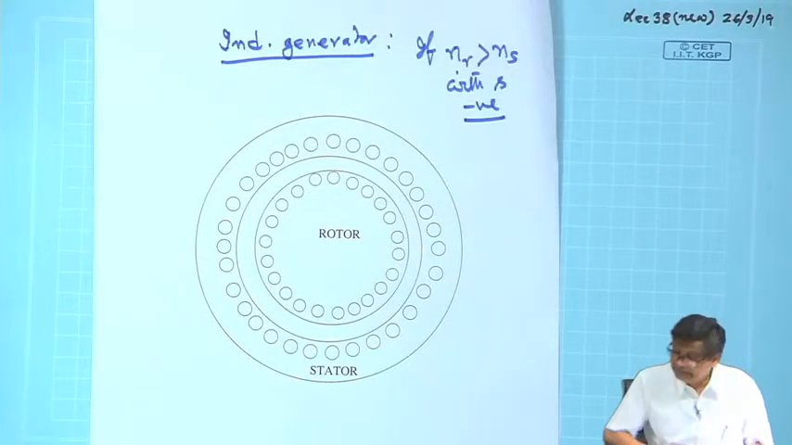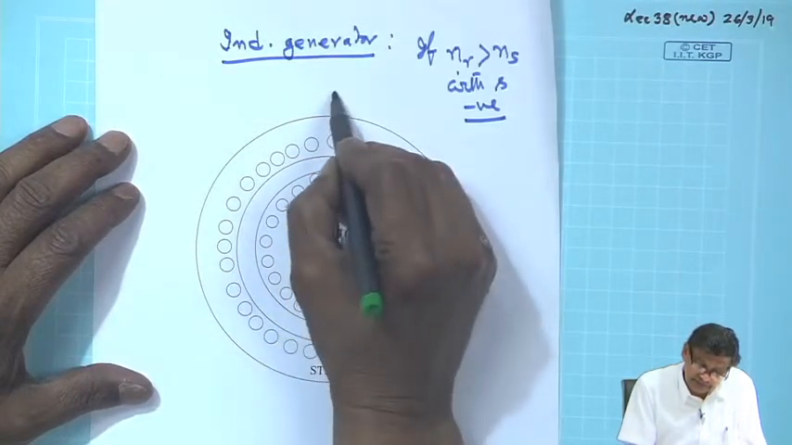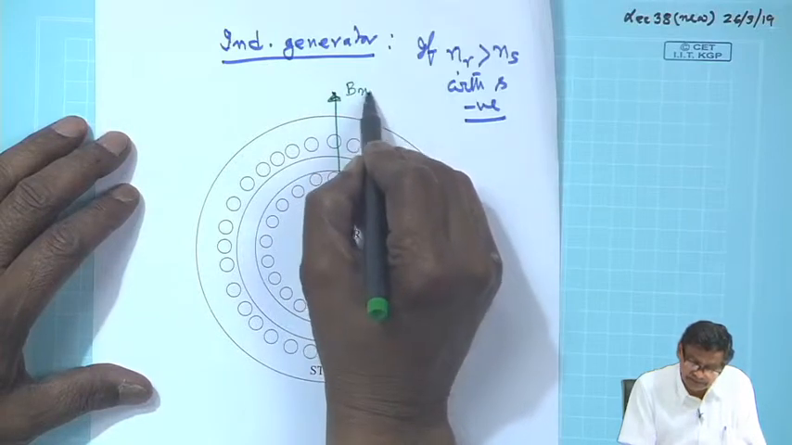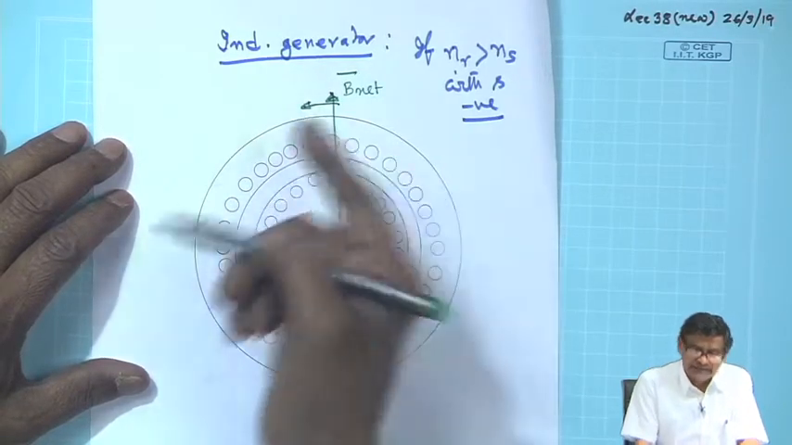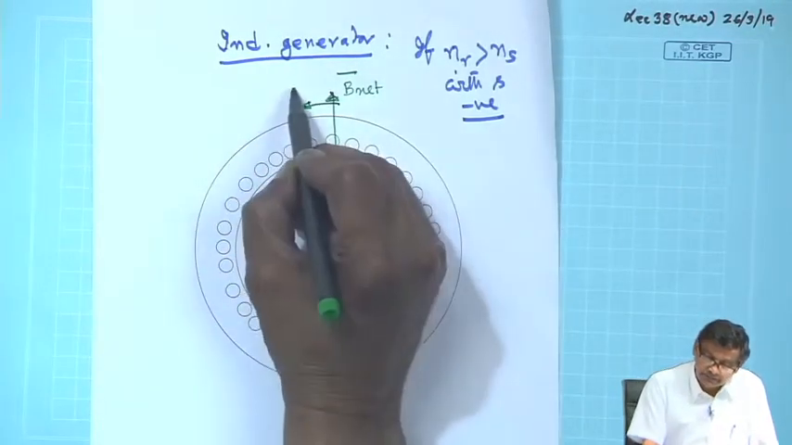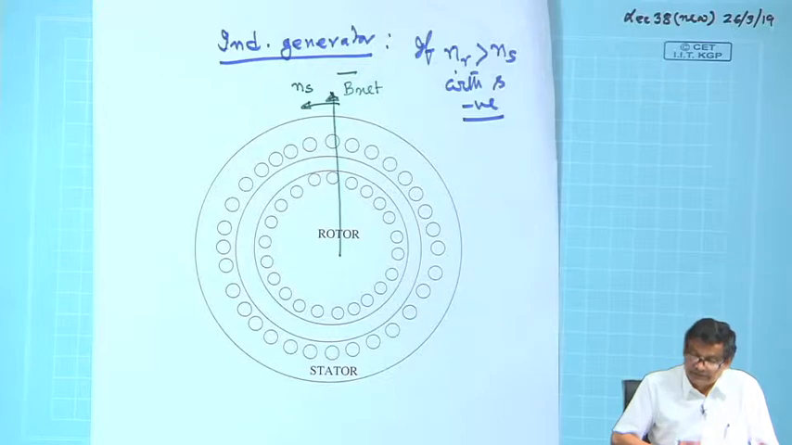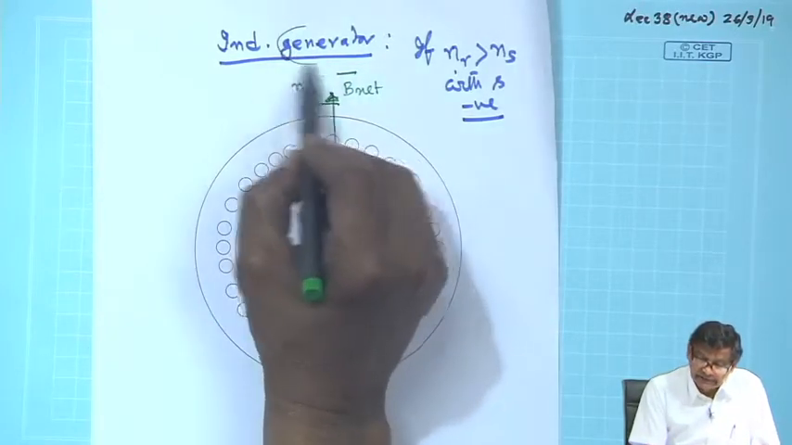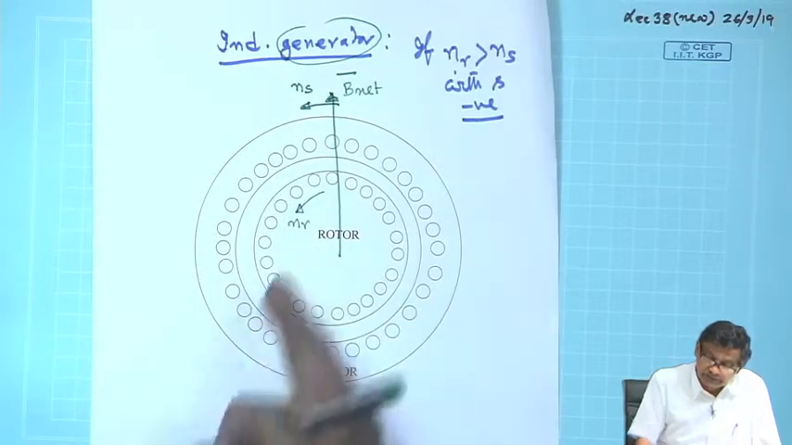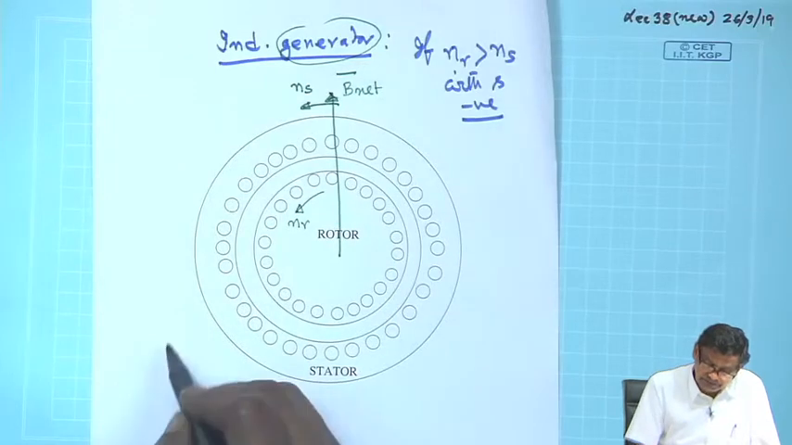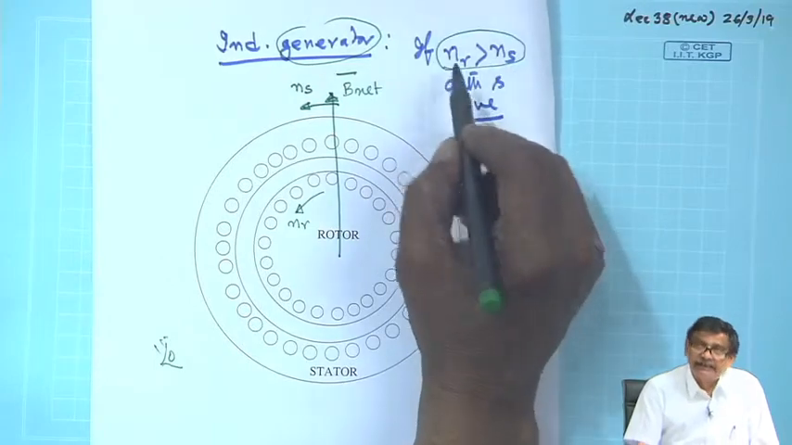And once again I start with the stator field. Suppose this is the net field, B net, it will be like this, and of course, no matter whether it is generator or motor, with respect to a stationary observer it must be moving with the synchronous speed, n s, in the clockwise direction. Since it is operating as a generator, the rotor is also moving at n r, and with respect to a stationary observer, this time n r is greater than n s.